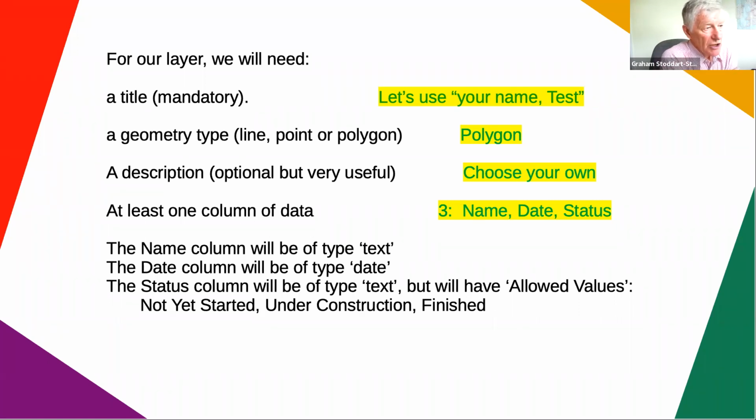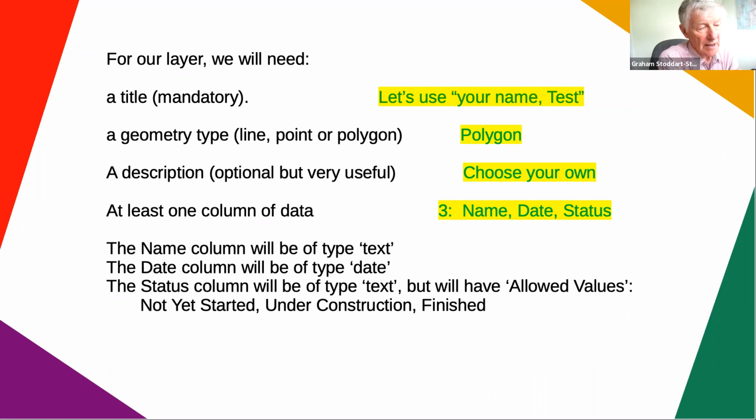We're going to choose a geometry type. I don't care which one you choose. You can do a line, point, or a polygon, but for the examples, I'm using a polygon. The description is optional, but very useful. You can use whatever you like in the description, and we'll tell you what it needs to be when we get there.